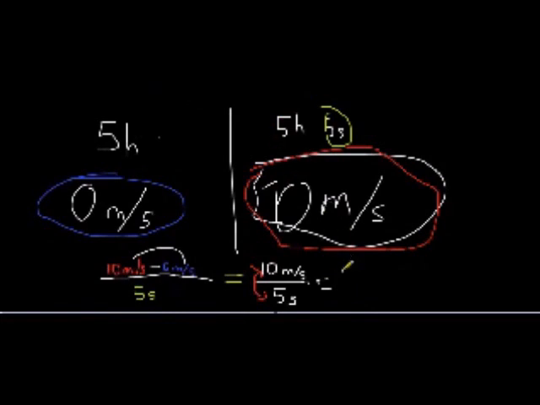So, we divide by 5, and we get 2 meters per second divided by another second. And this is the reason that acceleration, which I will show you soon, is written in meters per second squared. So the answer to this question would be 2 meters per second squared.